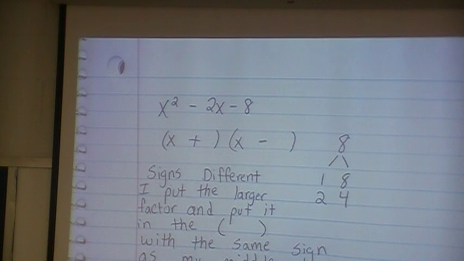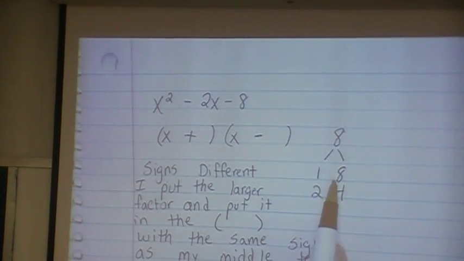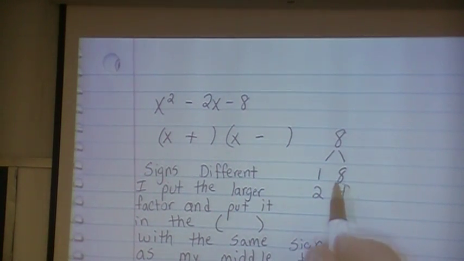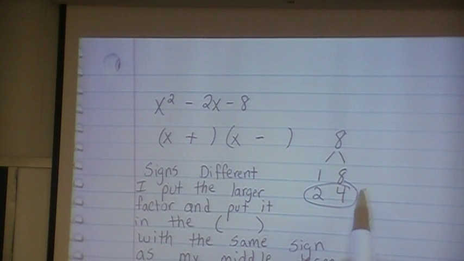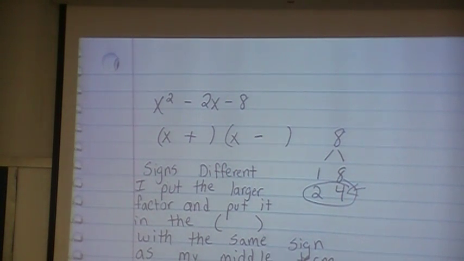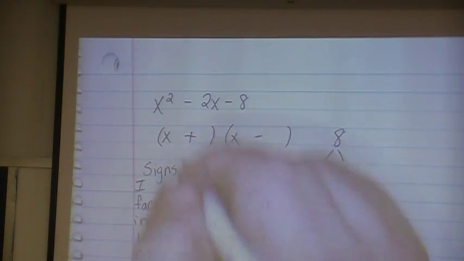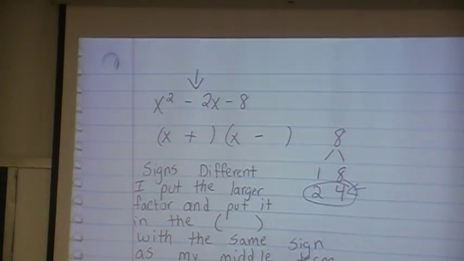Okay, if your signs are different, you're subtracting. Well, if I say 1 minus 8, 8 minus 1, doesn't matter. I'm not going to get a 2. But the factors 2 and 4. 4 minus 2 gives me 2. But because my sign is different, I've got to take this larger factor here, this 4. And I'm going to put it in the parentheses with the same sign as my middle number.